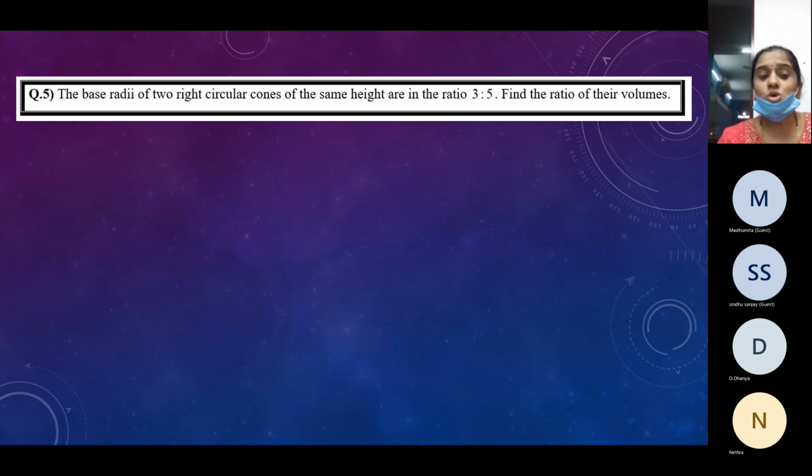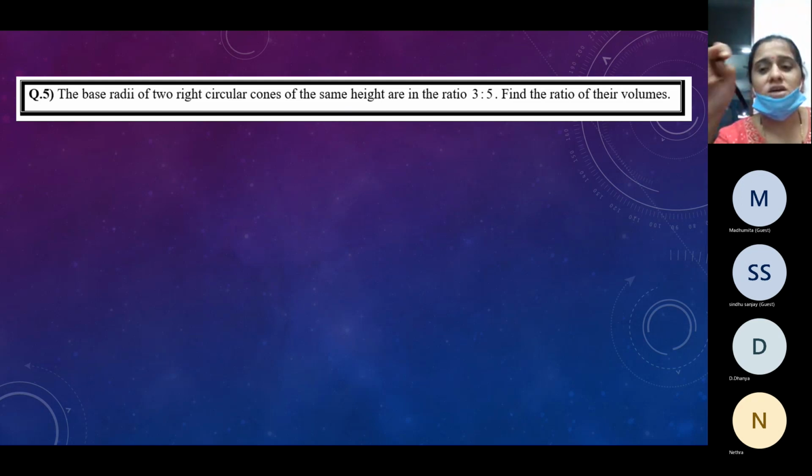Whenever we have to find a ratio, listen to me carefully, children. Don't find the volume of the first cone and the volume of the second cone separately and then find the ratio. Never do that. In mathematics, wherever it is a ratio, find the ratio straight away.